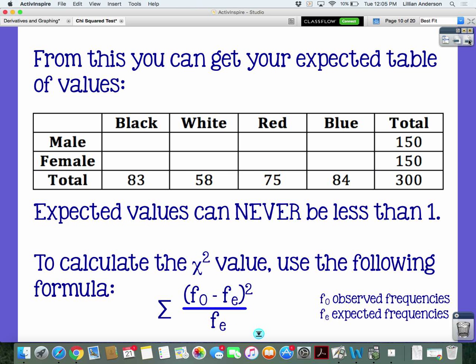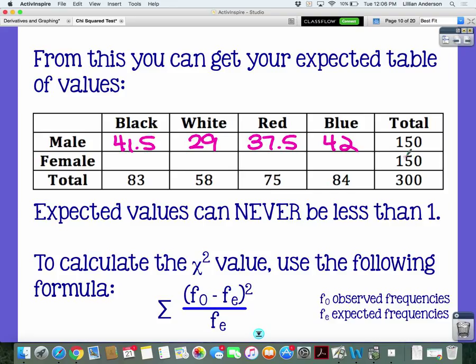All right. So we need to plug this information into our table. So we know that men in black was 41.5, white was 29, red was 37.5, and blue was 42. We could do the exact same thing for the female, but since we have the same number of females as men, the values in the female row are going to be the same. However, if these two totals were not the same, you would go through the process again, except using whatever the woman total was. Yes? I think you should take the male number from the total number.